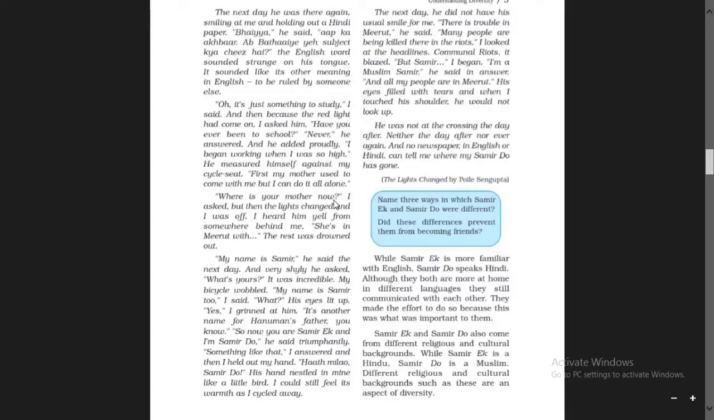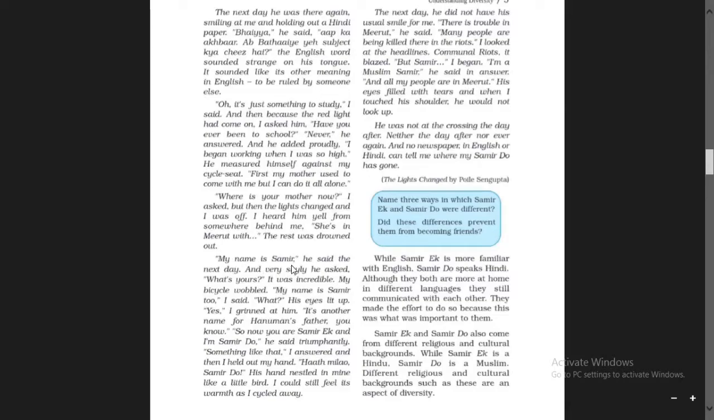the boy who came riding his cycle asked him, where is your mother now? I asked. But then the lights changed and I was off. I heard him yell from somewhere behind me, she's in Meerut. The rest was drowned out. That means in reply, the boy said his mother is in Meerut.